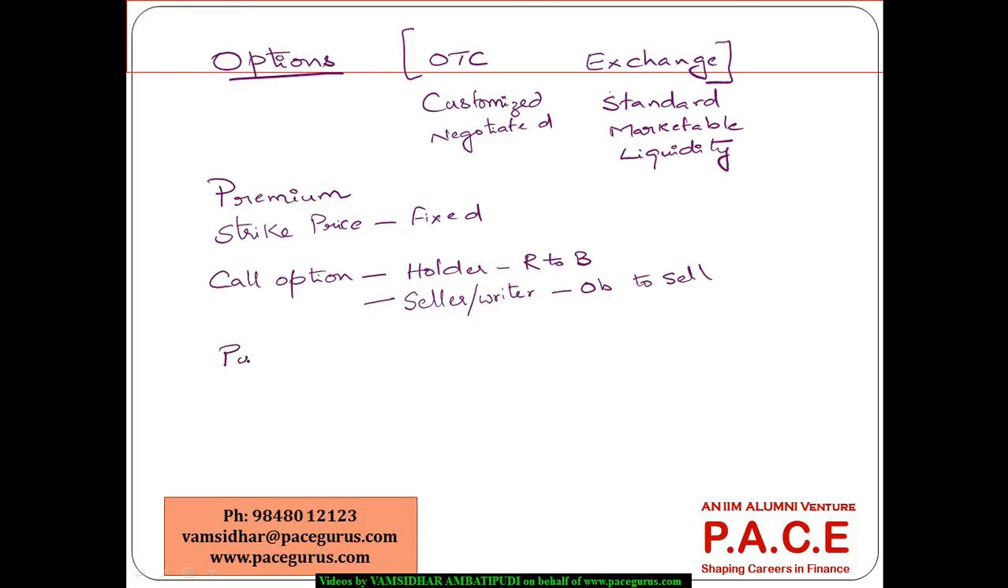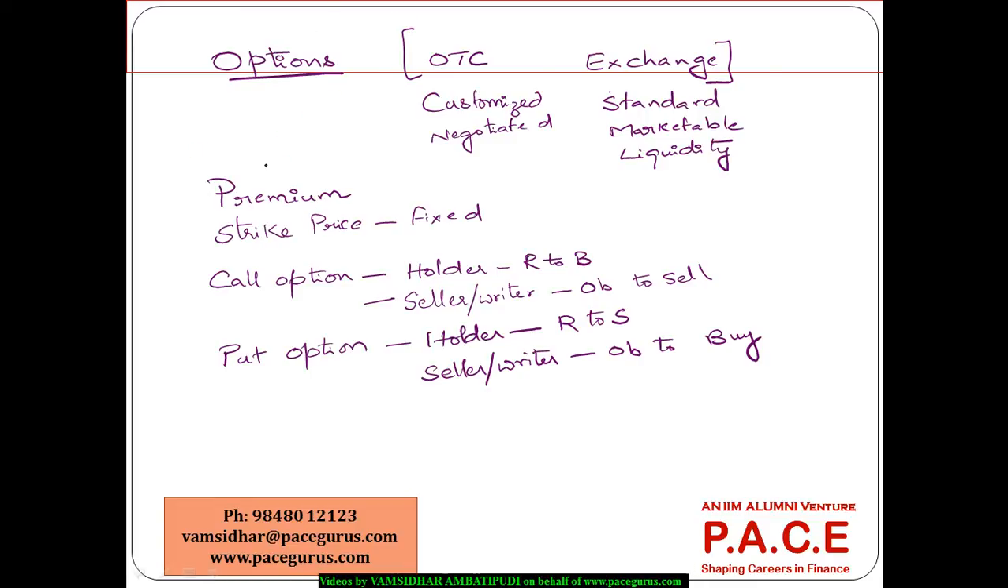Similarly, whenever I talk about the put option, the holder of the put option has the right to sell, and whenever he wants to sell, the writer of the put option has an obligation to buy for the decided price on the decided date, right? So there is an obligation for the seller or the writer, whereas there is an option for the buyer or the holder.